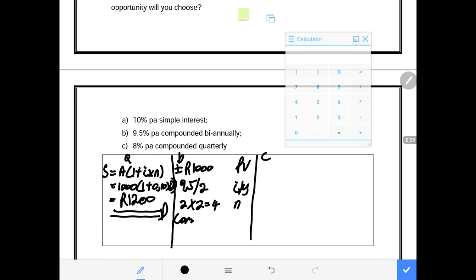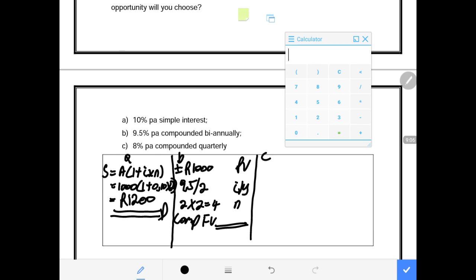Then what are we looking for? We want to know how much the value of the investment will be after 2 years using compound interest. Don't forget once again to clear your calculator at all times. Clearing the calculator, what does it mean? It means you press second function, alpha, 00, to clear the memory. Plus minus 1,000 is the present value. 9.5 divided by 2 is the interest. You press interest. And 2 times 2, you press n. Then after that you compute the future value.